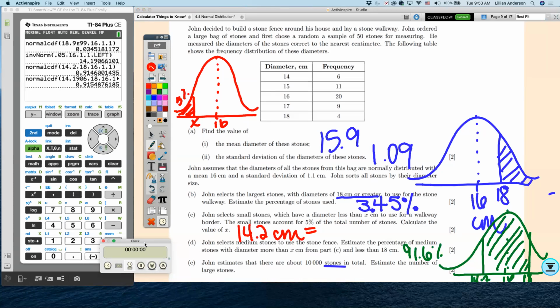Last little bit of review really doesn't involve the calculator, but it says estimate. John estimates that there's 10,000 stones in total. Estimate the number of large stones. How many large stones should he have? 3.45% of them. How do you figure that out of 10,000 stones?